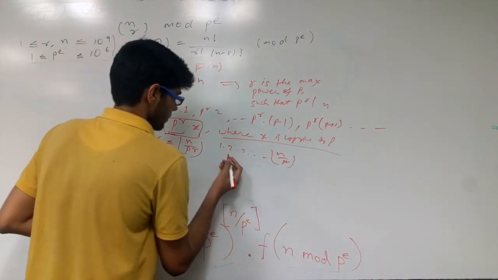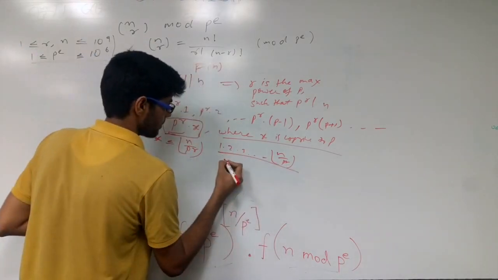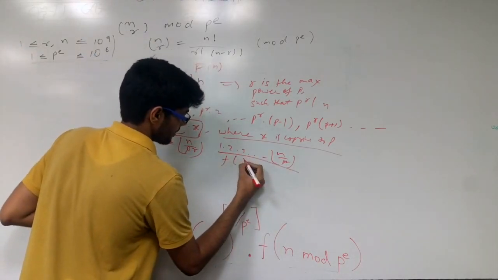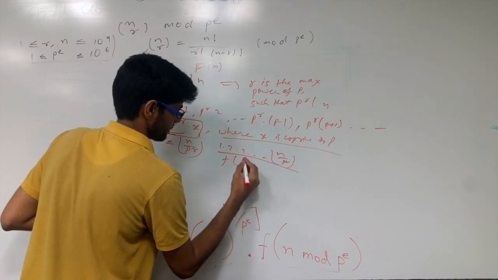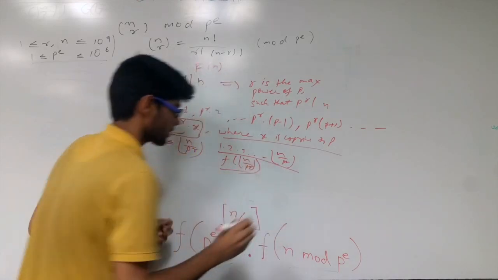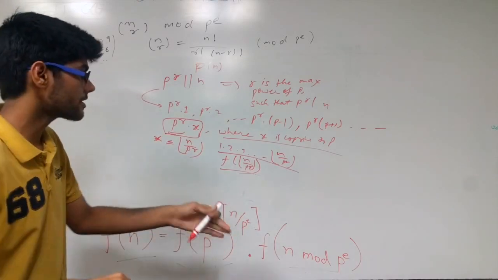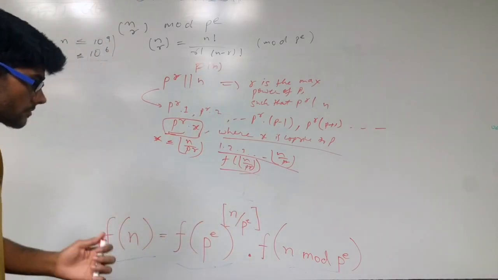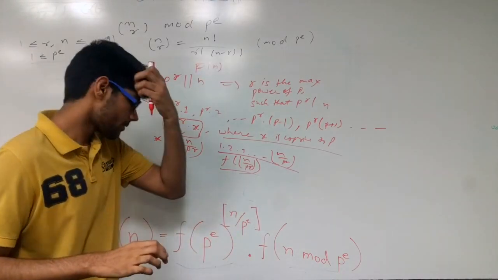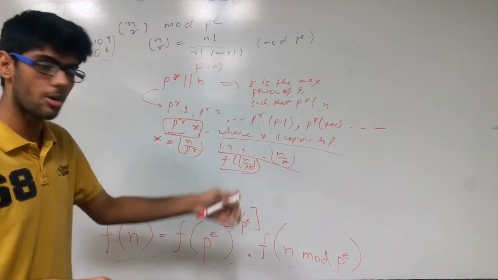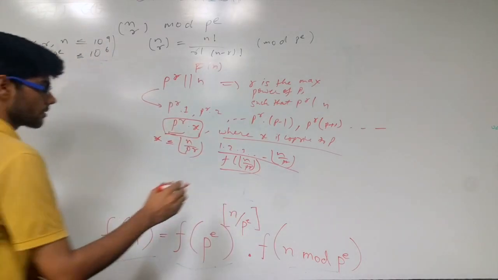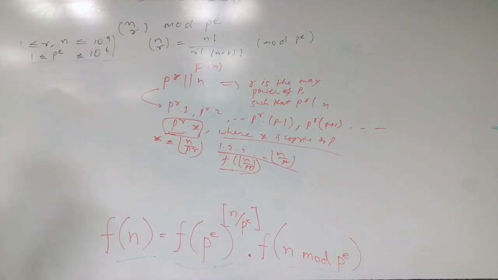So the product of such numbers would be equal to f of n by P to the R, because that was the definition of f. F means the product of all such numbers less than or equal to n which are co-prime to P. So this is equal to f of n by P to the R.